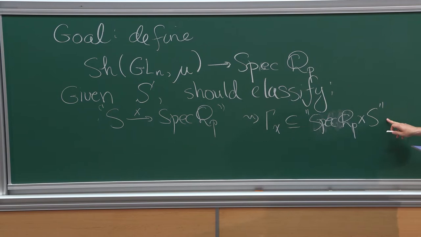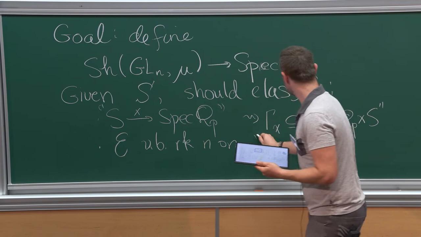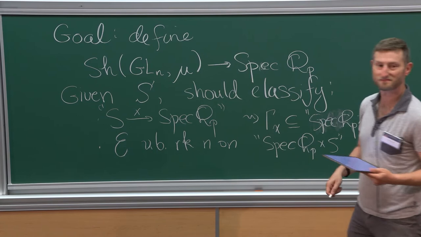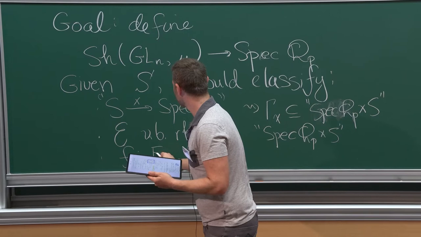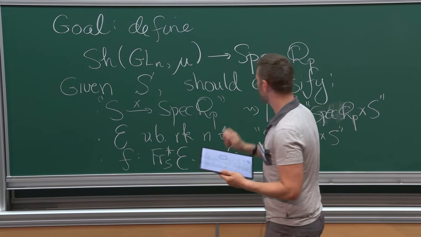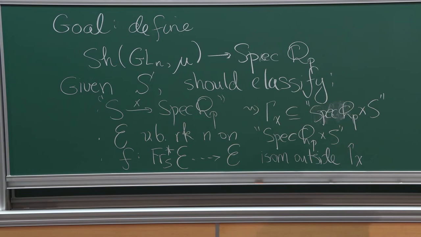And then there should be a vector bundle of rank N on this product. And then there should be a modification of vector bundles between the Frobenius pullback of E and E. So I'll call this F, from the Frobenius pullback with respect to S of E. I write a dotted arrow because it's a rational map. And this will be an isomorphism away from this diagonal. And furthermore, it should be bounded by mu, but I won't write that.